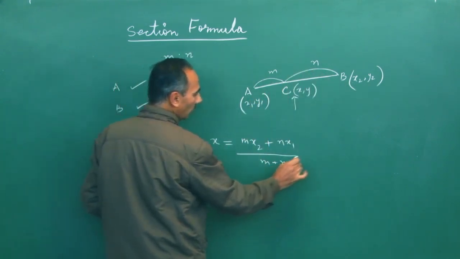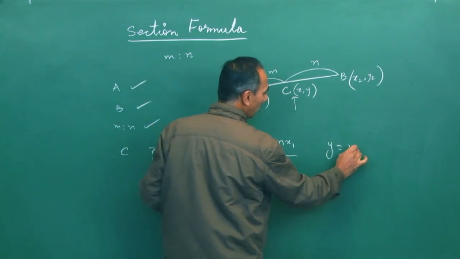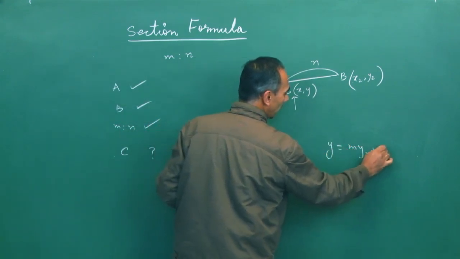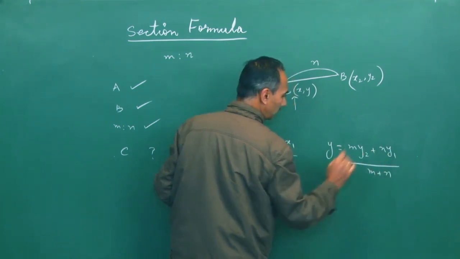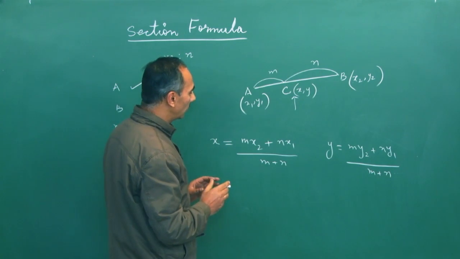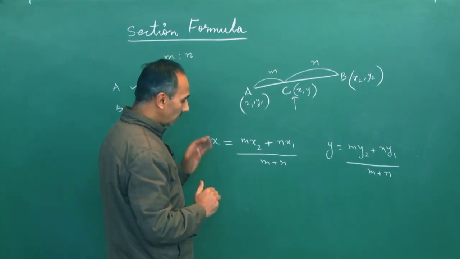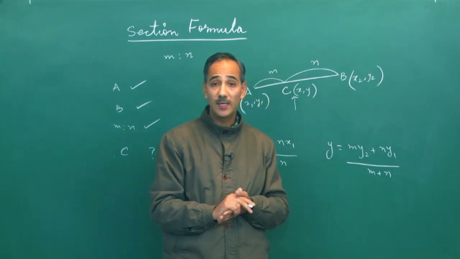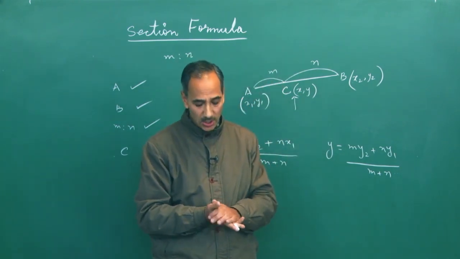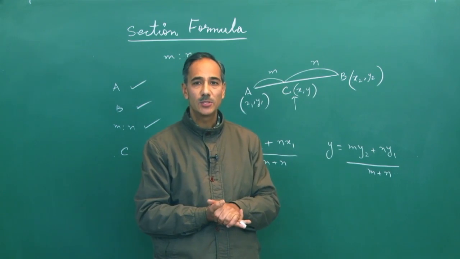And on the same lines, y should be my2 plus ny1 divided by m plus n. So using this formula, you could find coordinates of C. Now, is it important for us to derive this formula as far as the CBSE examination is concerned? Usually, this is not from the examination point of view.